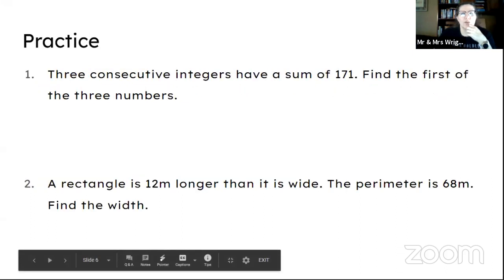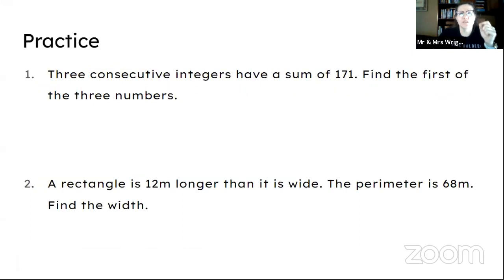All right, so I want you to think back to our last unit where we talked about consecutive numbers. Here you have 3 consecutive integers that have a sum of 171. Here you have a rectangle that's longer on one side than it is wide. These should be review questions to you. Go ahead and pause, complete the work, and come back and we'll go through them.